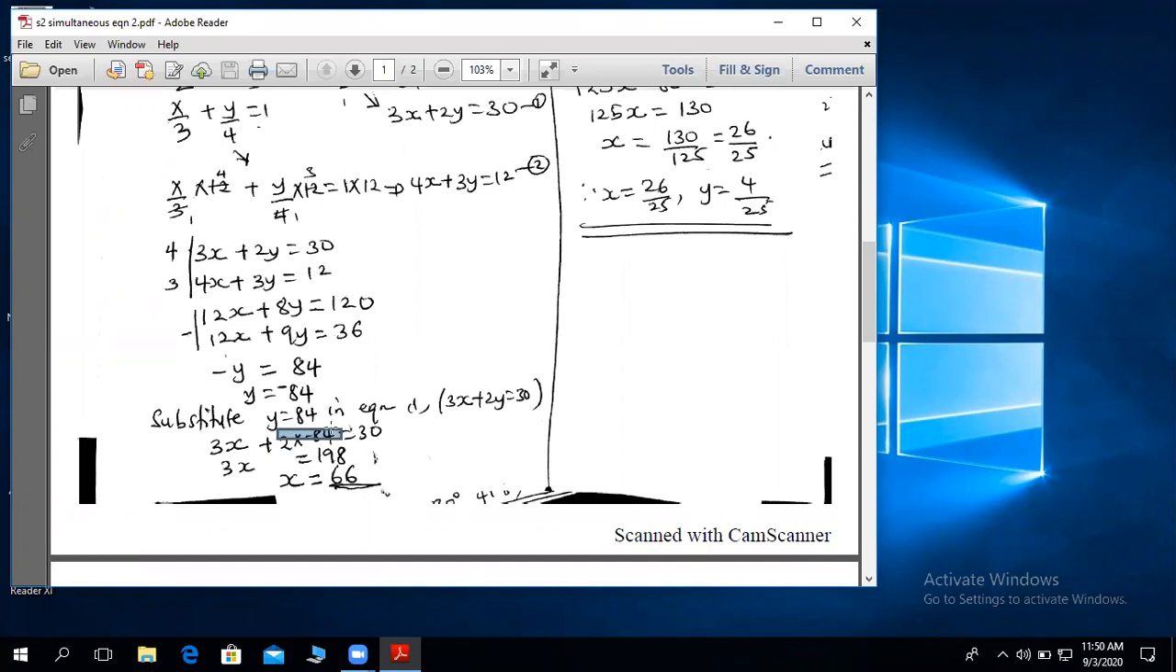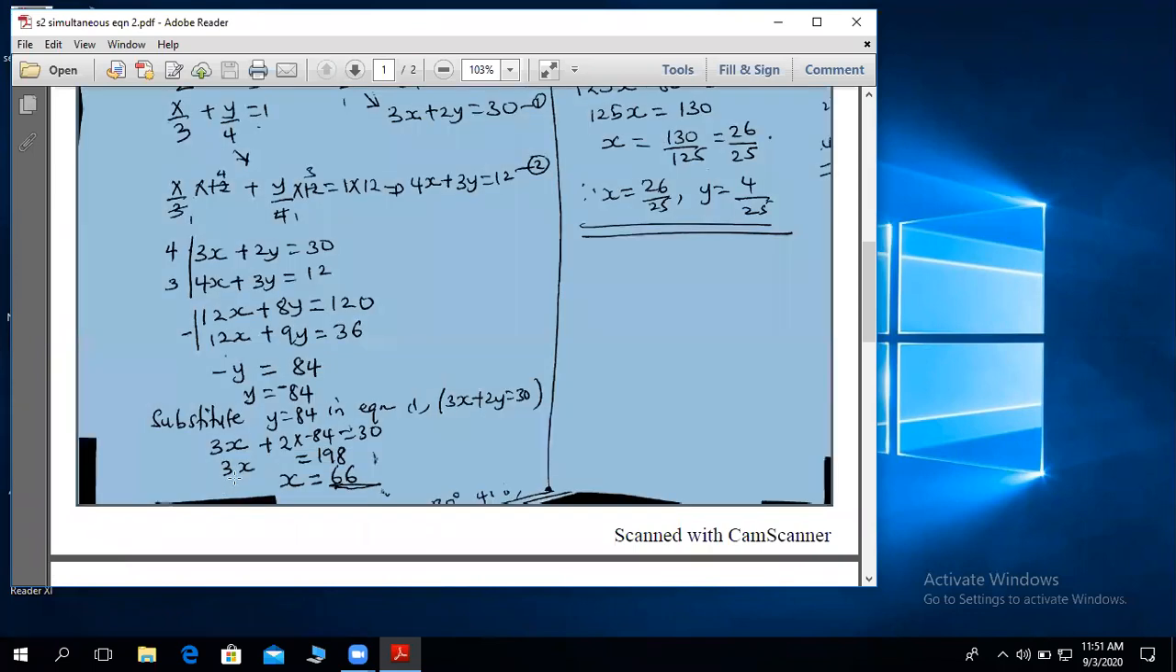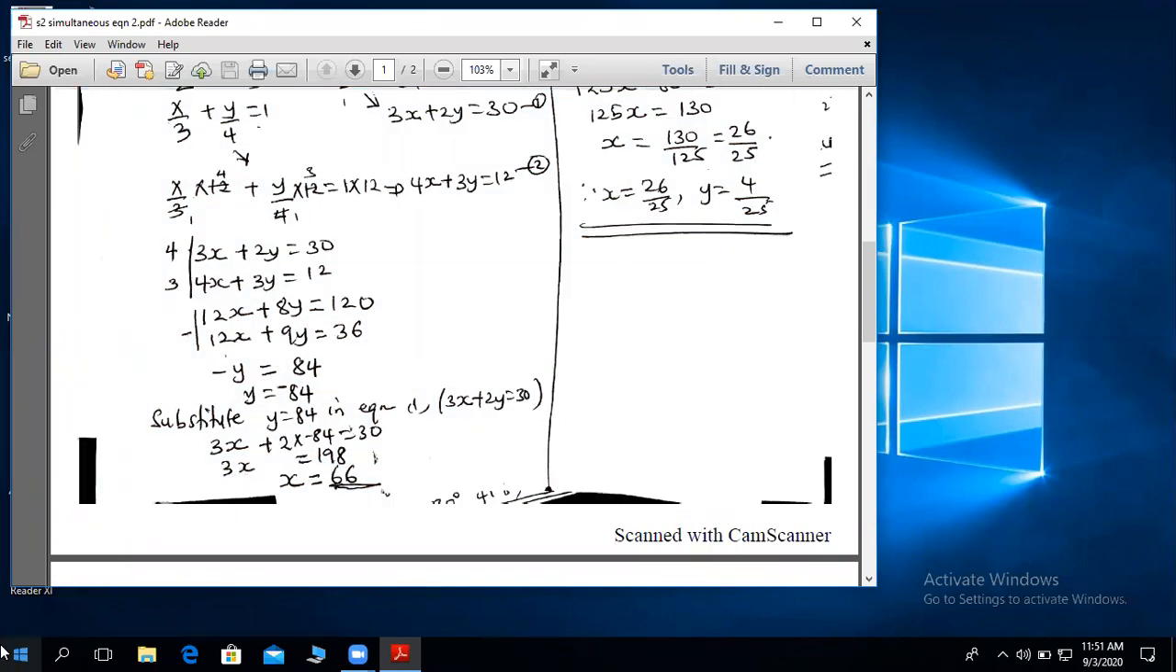Now -168. Since I'm solving for x, when I take it across, it becomes a positive. So I will have -168 plus 30, it gives me 198. And I divide by 3, 3x is equal to 198. Divide by 3 here, by 3 here, and I have x equal to 66.